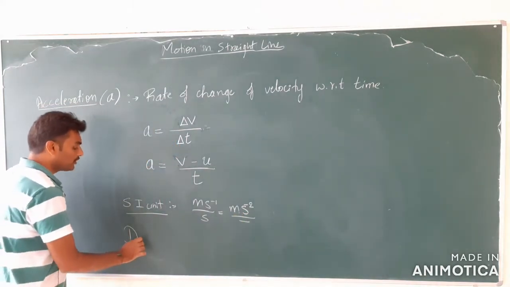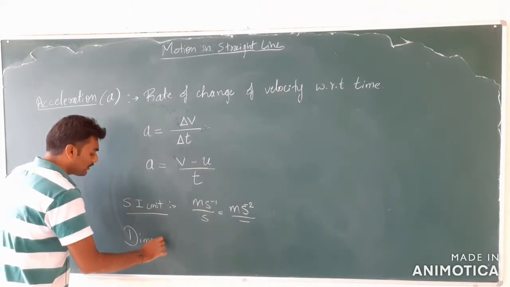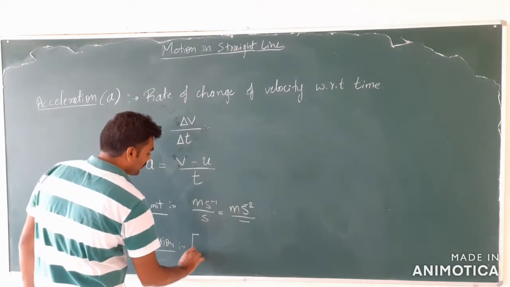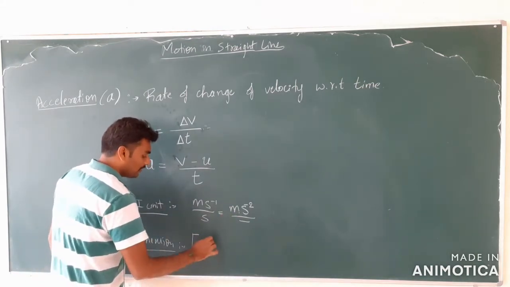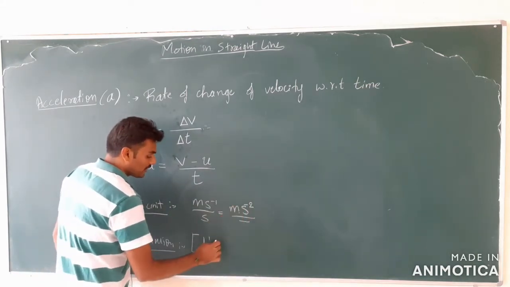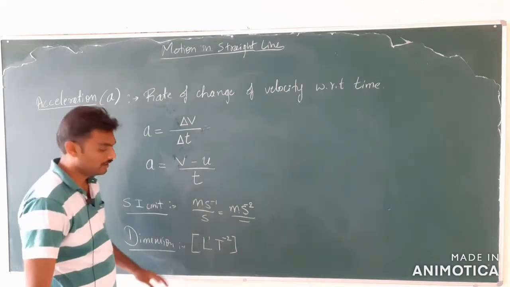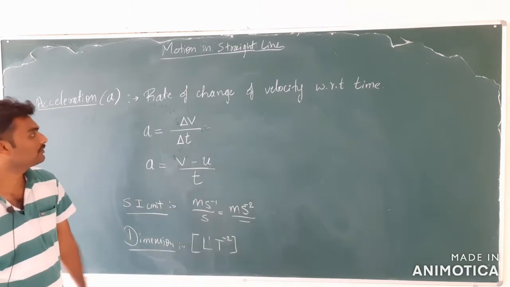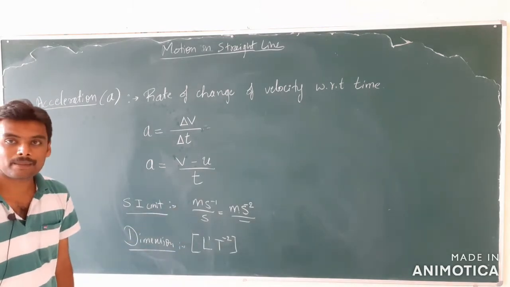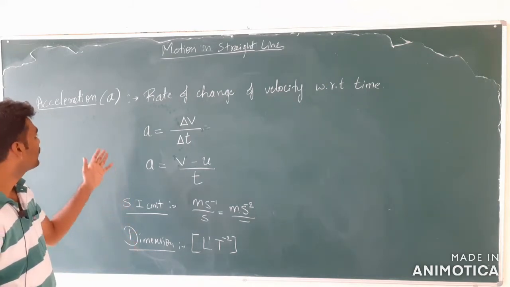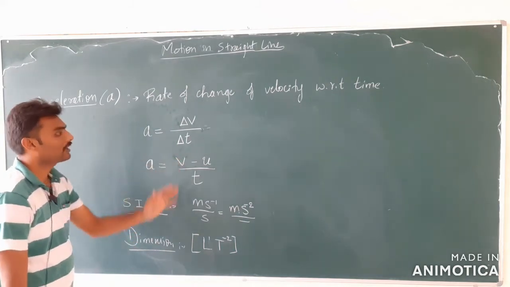And how about the dimension of acceleration? The dimension of acceleration is meter L1 per second square, T minus 2. So this is the dimension of acceleration. Clear with this? SI unit and dimension, this is everything about acceleration.